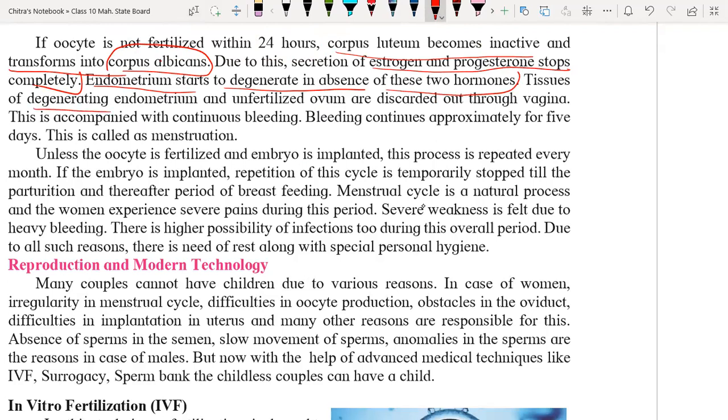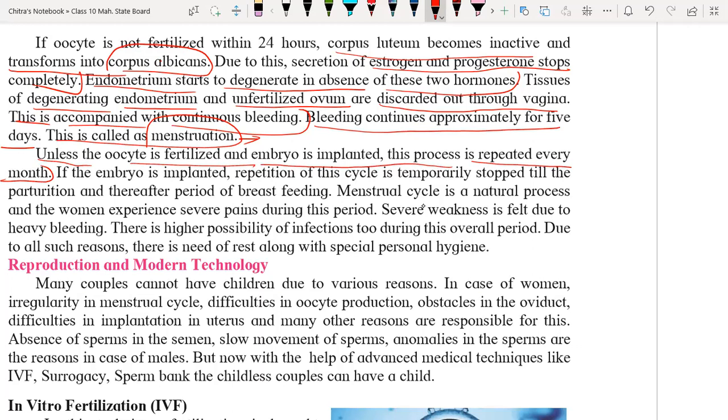The tissue of the degenerating endometrium and the unfertilized ovum, meaning egg cell, are discarded from the body through the vaginal cavity. This is accompanied by continuous bleeding for a few days, 4 to 5 days sometimes. Bleeding continues for approximately 5 days, and this period is called the menstruation period. This happens unless the oocyte is fertilized. Suppose it is fertilized, then the embryo is implanted, otherwise it is repeated every month.